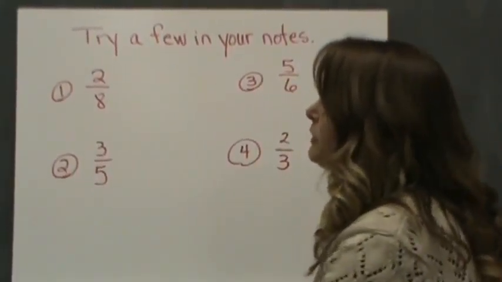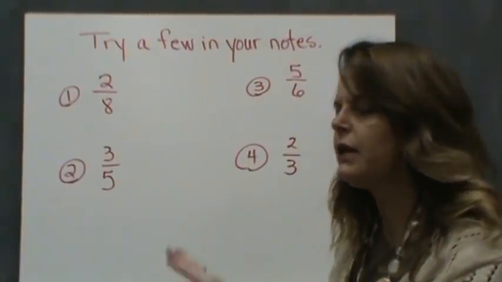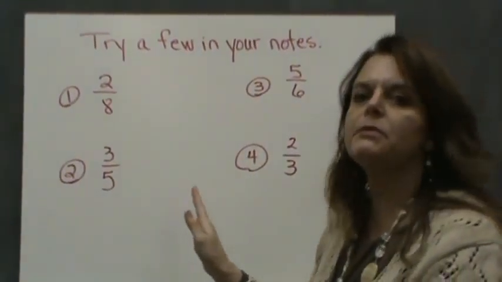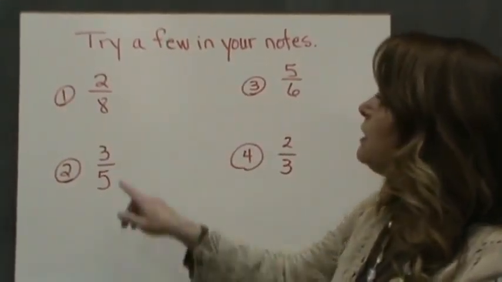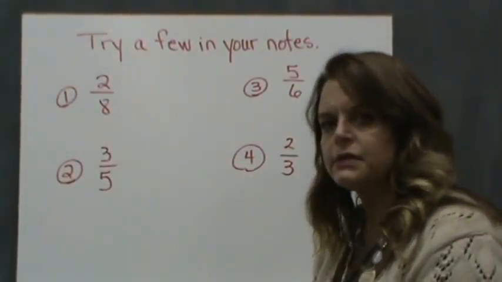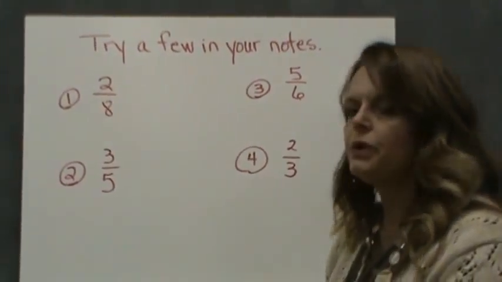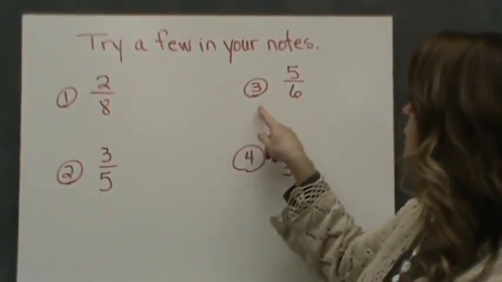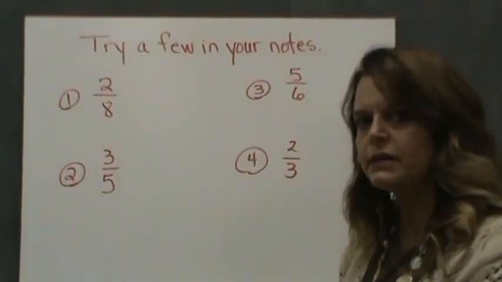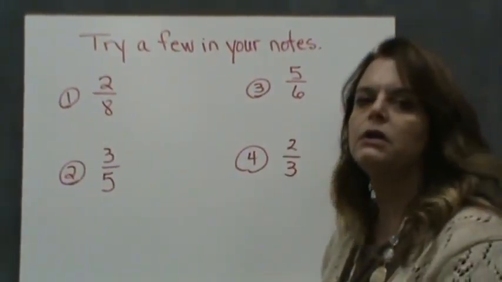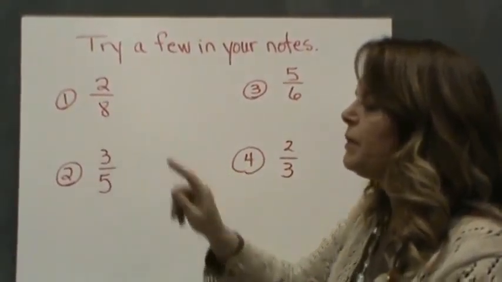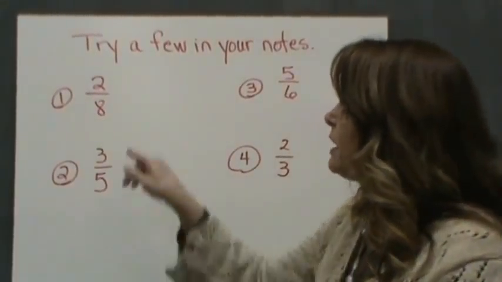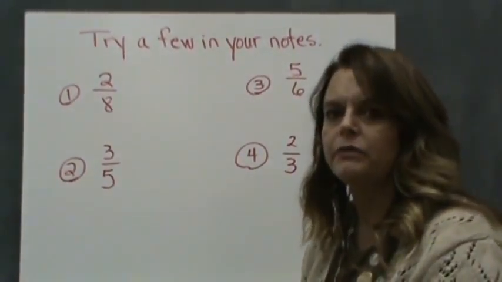So here are a few that I would like for you to put in your notes and give a try, and then come tomorrow and let me know if you have any questions. So remember to write down your questions. Number 1 is 2/8. Number 2, 3/5. Number 3, 5/6. And number 4, 2/3. Pick a number, multiply your numerator and your denominator by the same number, and you will get an equivalent fraction.